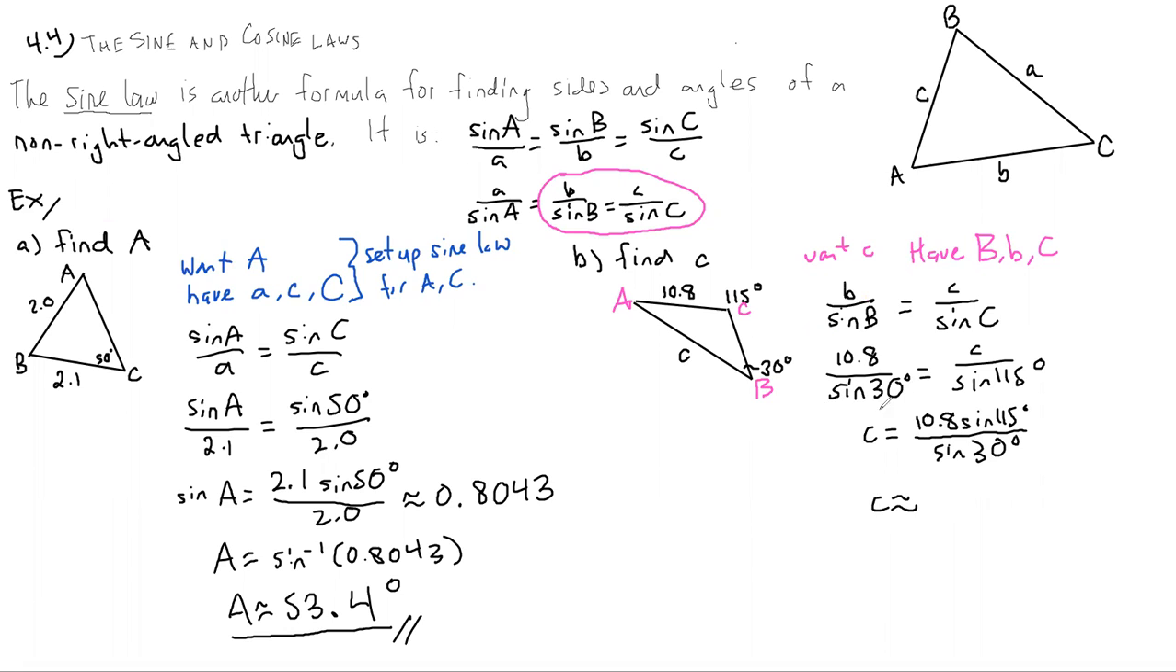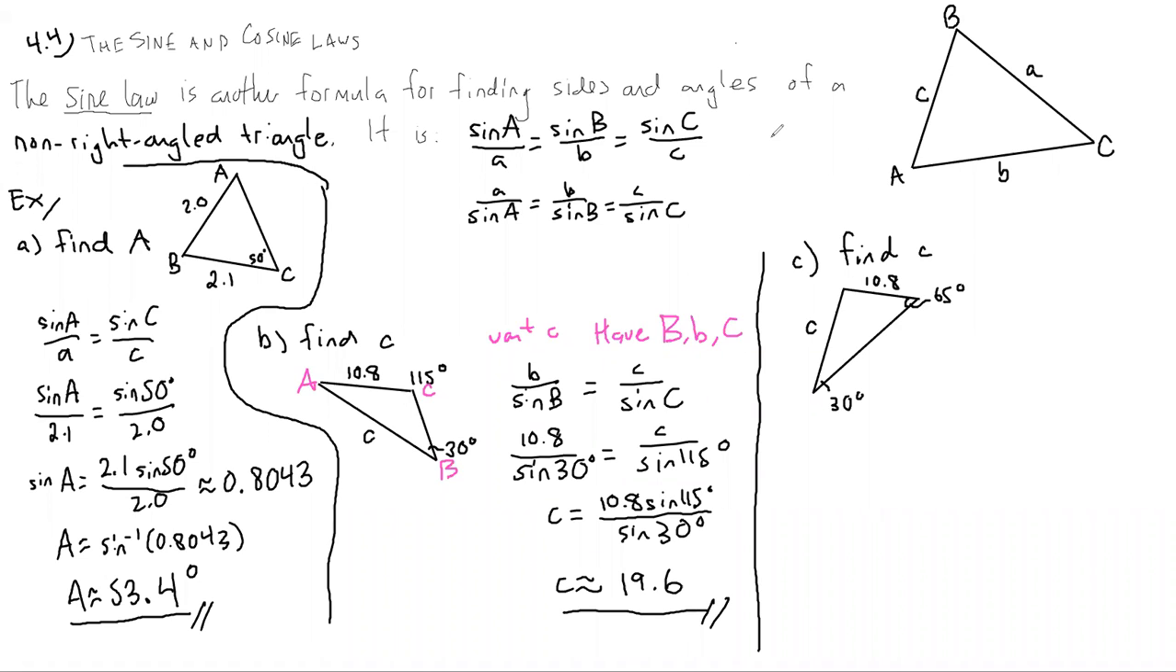And so I get C is 19.5, maybe I'll just do 19.6. So 19.6. All right, I'll do a few more examples.